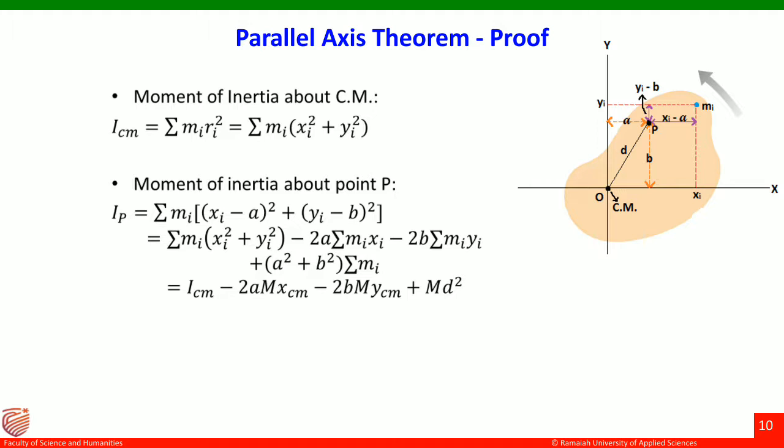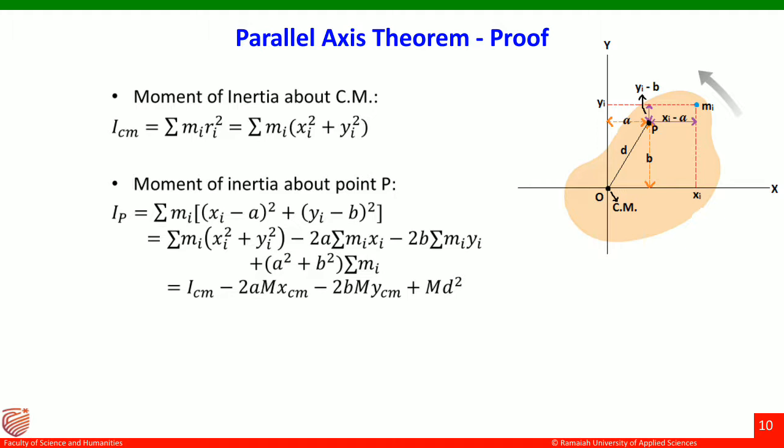Therefore, a square plus b square can be written as d square. Now, in the right hand side, I have the moment of inertia at the center of the body, minus the second term and third term. What is xcm and what is ycm, and what are the positions A and B, are the unknown things.